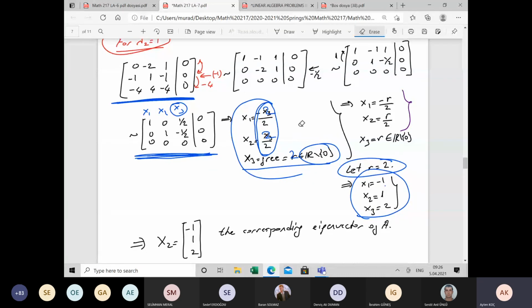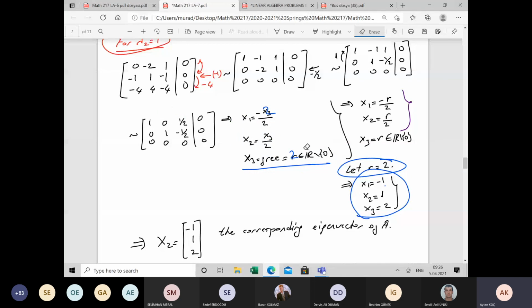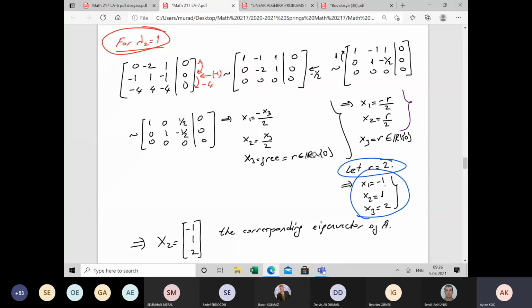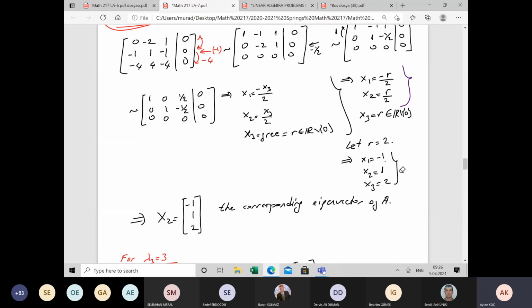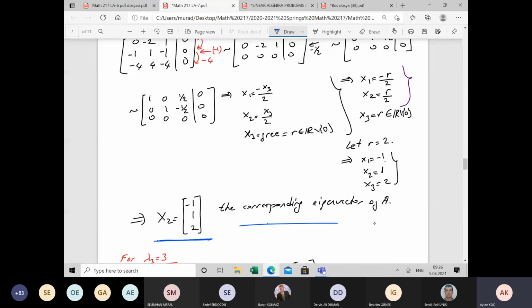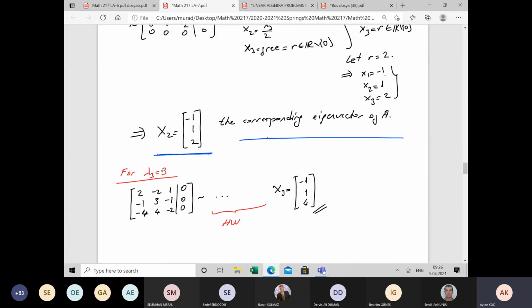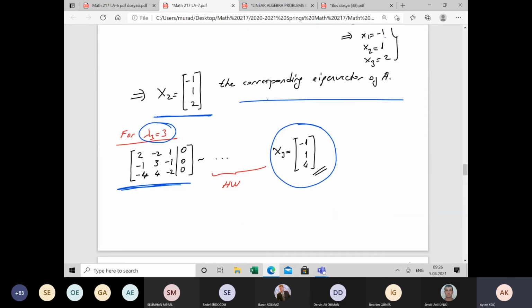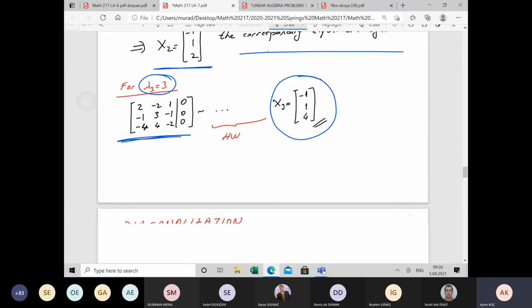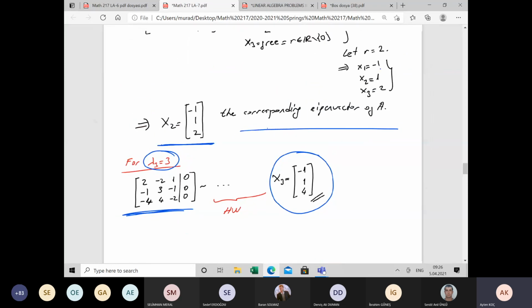So we obtain the corresponding eigenvector, this one. For the last eigenvalue, write the homogeneous system, solve, and so we obtain the last eigenvector x3. This part is homework. It is easy to get the solution. Any question about how to find the eigenvalues and eigenvectors? We obtain the homogeneous system and solve it, and the solution is the corresponding eigenvector.